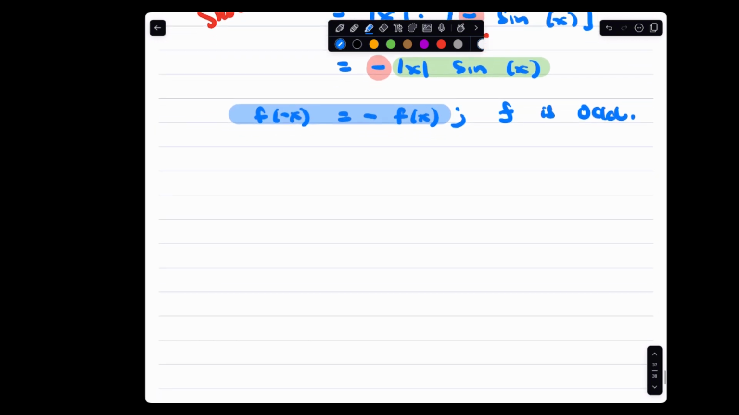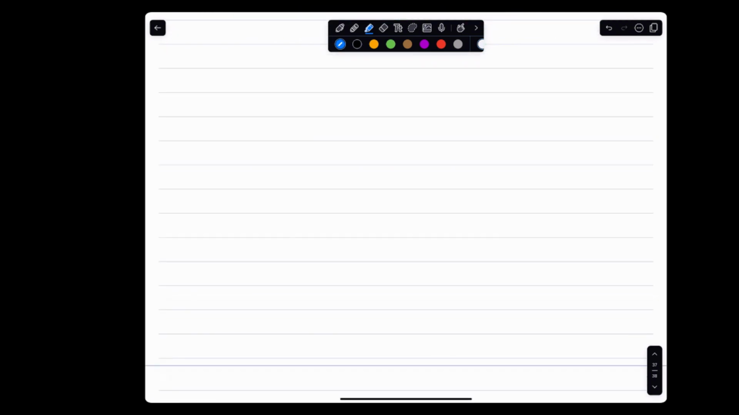Also, a remark about something. If we go back to the unit circle here, remember.